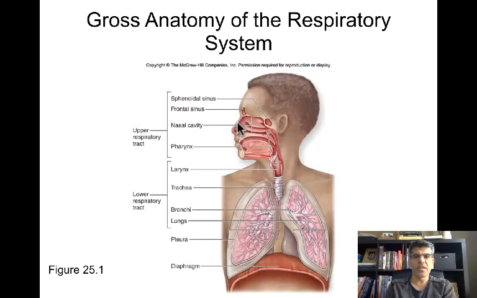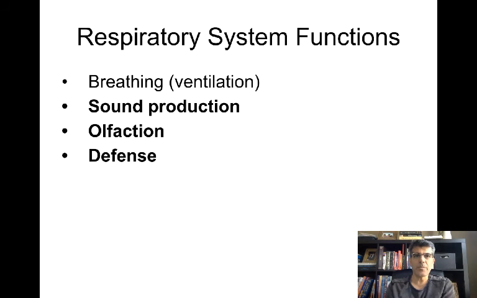Hello everyone. Let's start chapter 25 about the respiratory system. Respiratory system, as you know, starts from the nose and ends at your lung. Before we talk about different parts of this system, let's first figure out what the function of this system is. Respiratory system clearly is used for breathing and exchange of gases.